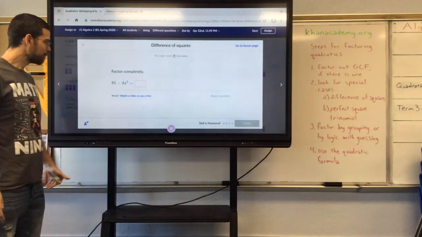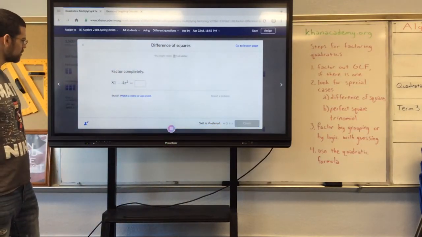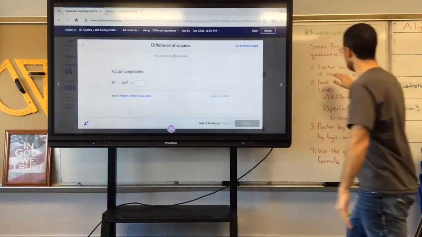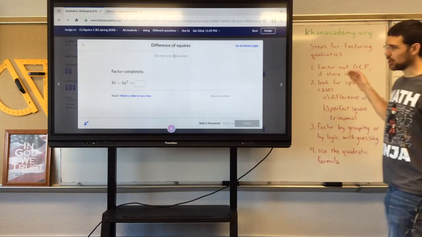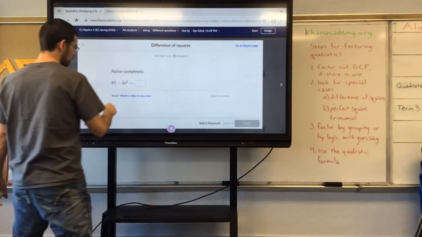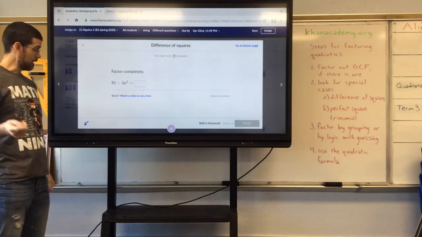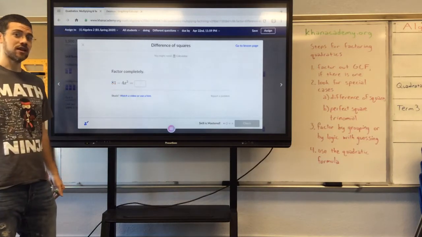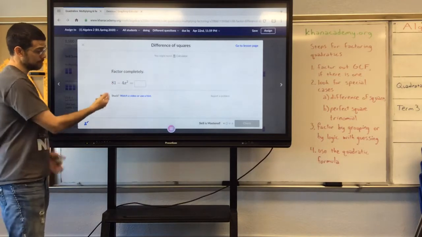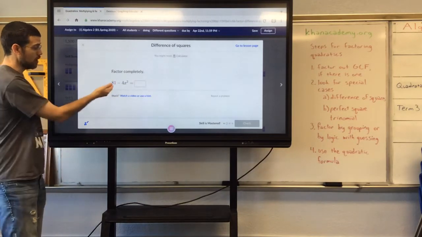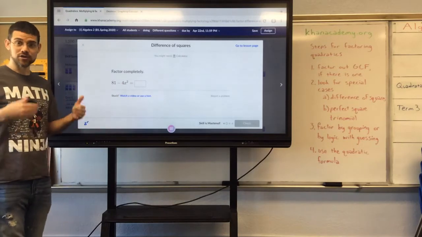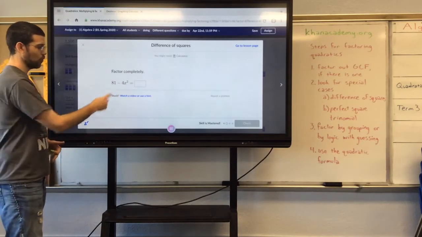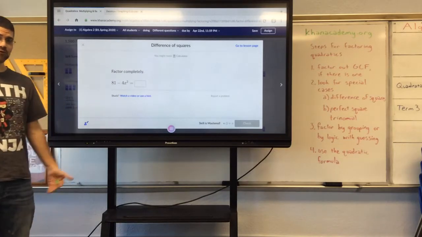Here we go. All right, 81 minus 4x squared. So, first thing we do, we look for a common factor, any common factors. So 81 is 9 times 9. Negative 4x squared, that's 2x times 2x. This is an even number, that's an odd number. 9s are made of 3s, right? So 3 times 3 is 9. So 81 is 3 to the 4th. 4 is 2 squared, so there's no common factor.